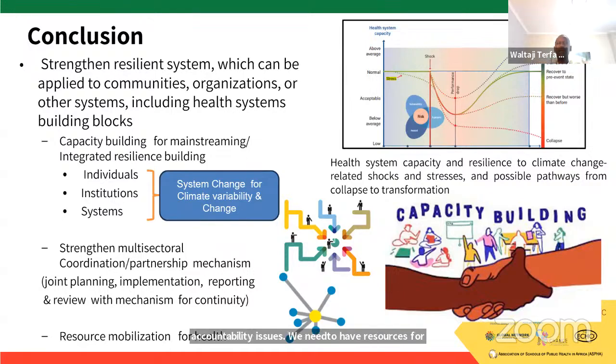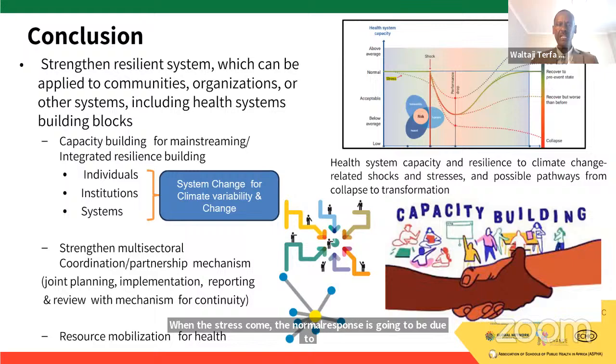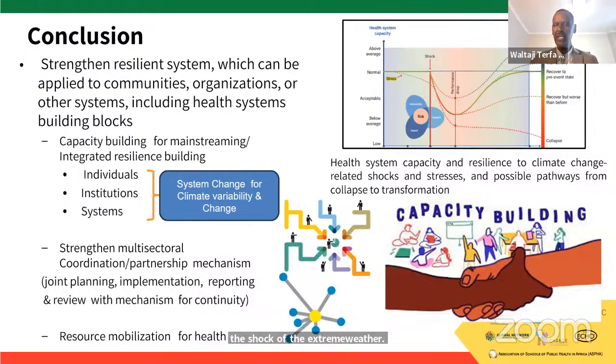As you can see, this came from the WHO Health Operational Framework. When the stress comes, the normal response is affected due to the shock of the extreme weather event. If the system, as I said, the individual, the institution, the system is prepared, they will respond and then keep it at the normal level.